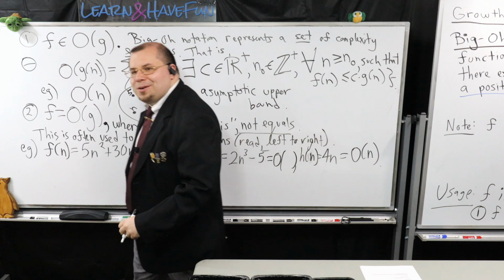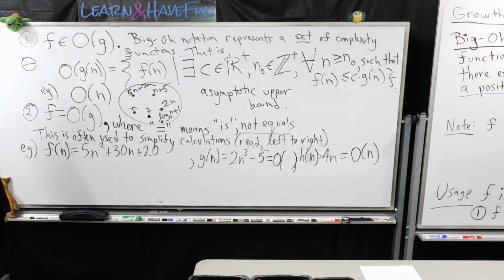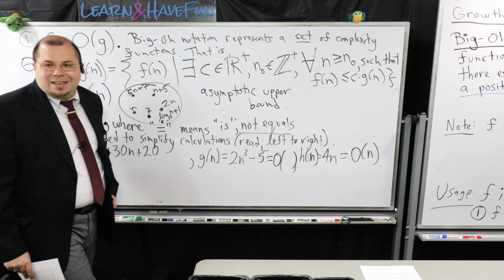So what should go in the big O? Any ideas? You can see right away it's a cubic function, right? Yeah, it's big O of n cubed.